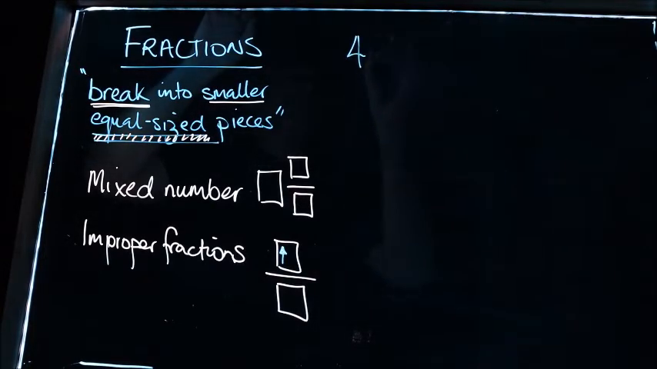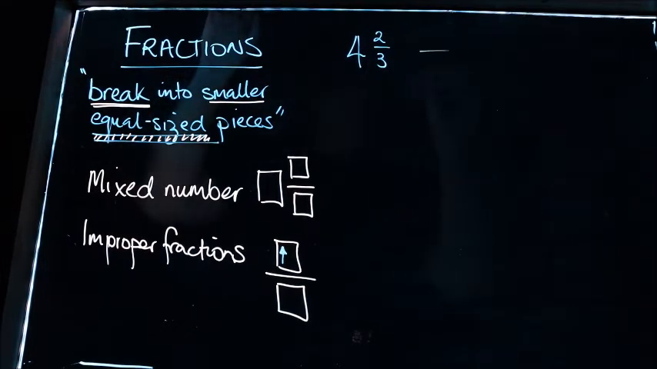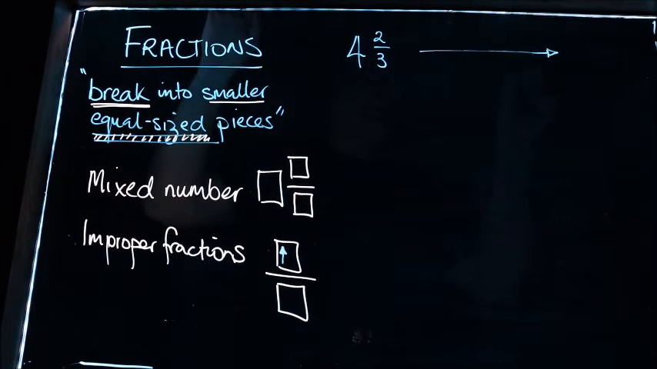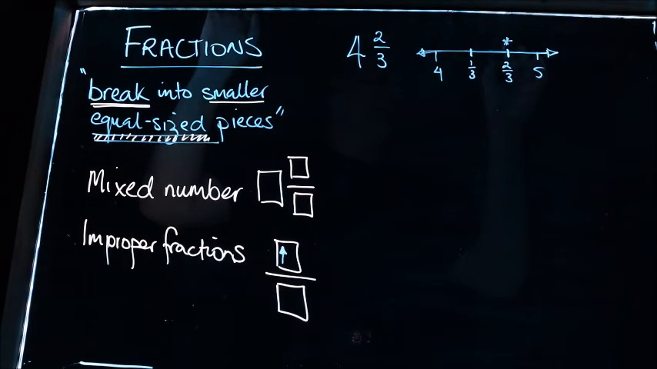We've got 4 2/3. First thing I want to do is just put it on a number line, I guess. And here's 4, here's 5 as whole numbers. And I want you to focus in. 2/3 means we have to cut this number line into thirds, basically. So here's 4 1/3, here's 4 2/3. So there's our number there.